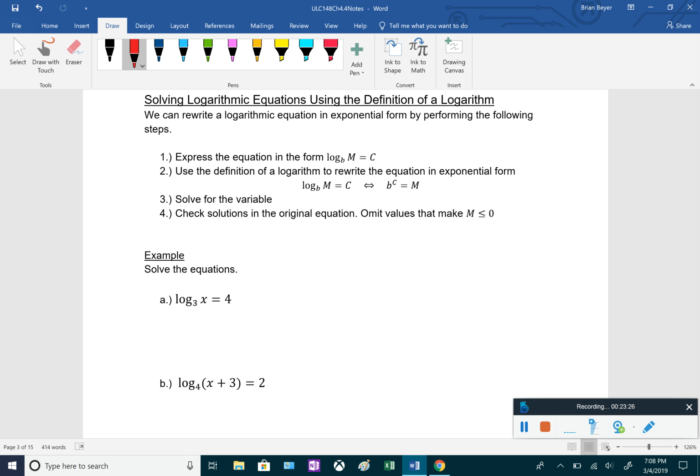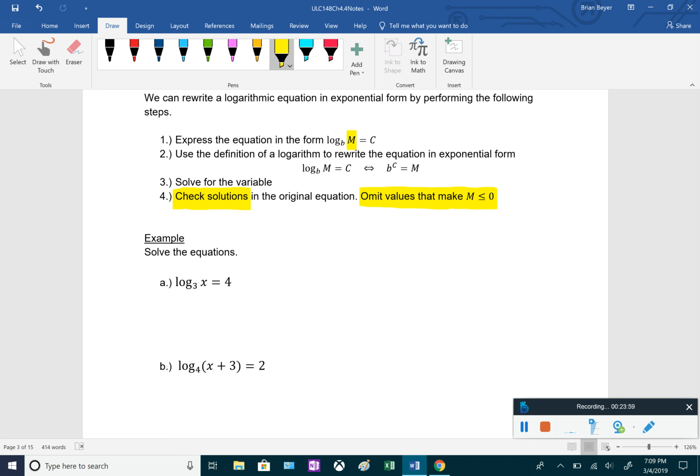And then we're going to convert it to exponential form, solve for the variable, and we have to check the solutions. So we didn't have to check them for exponential. I did it once just to show us that we can do it. We have to do it for logs. The reason is we would have to omit values that make the original m, the original input, less than or equal to 0. So that's something to keep in mind.